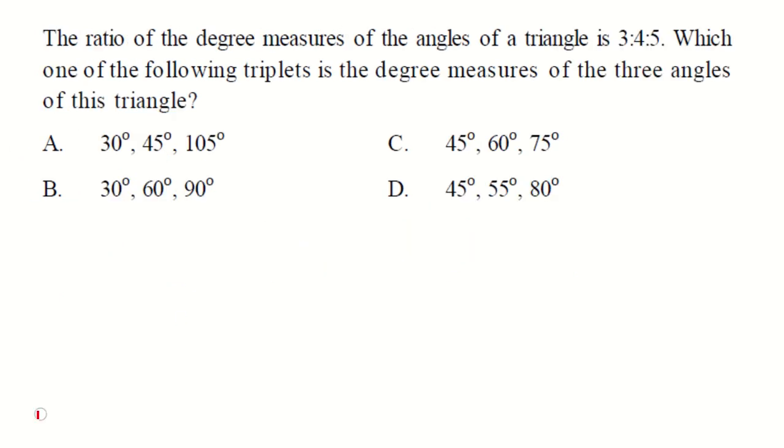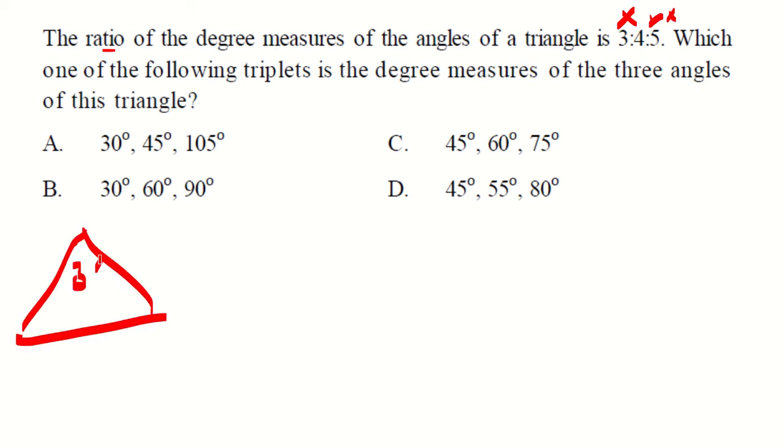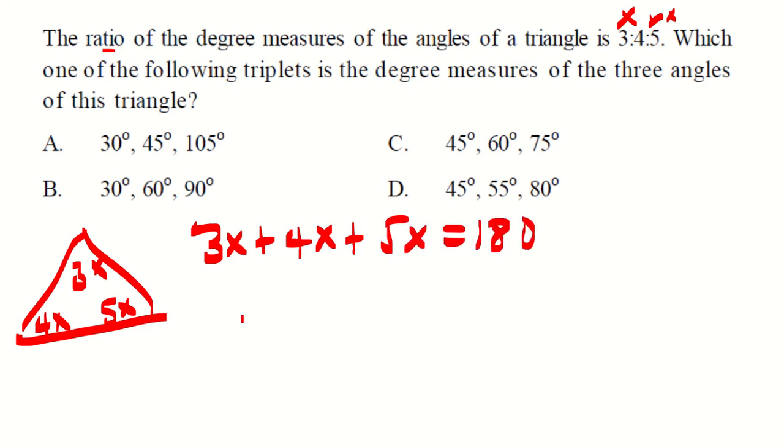Okay. The next question, the ratio of the degree measures of the angles of a triangle is 3 to 4 to 5. Which one of the following triplets is the degree measure of the three angles of this triangle? You can give them x for each of them. Then you can draw the triangle and represent the angles. One of the angles is 3x, the second one is 4x, and the third one is 5x. So then add them. 3x plus 4x plus 5x. The whole together is 180 because it's a triangle. When you add 3, 4, 7 plus 5, 12x is equal to 180.